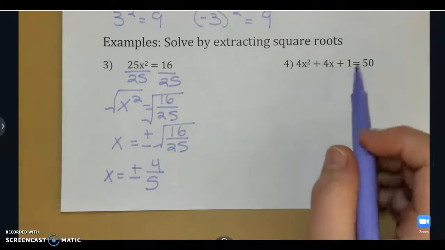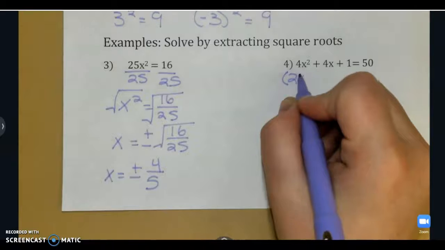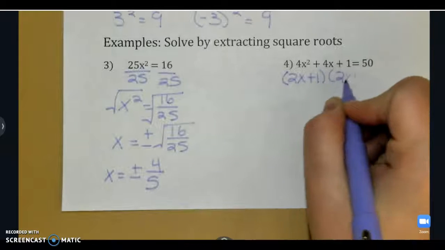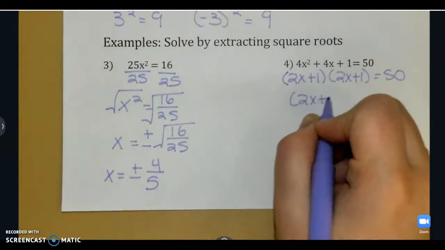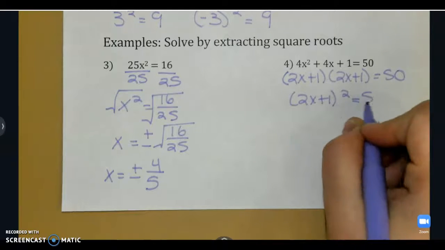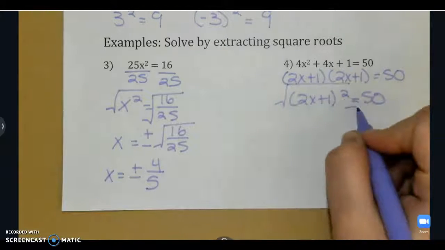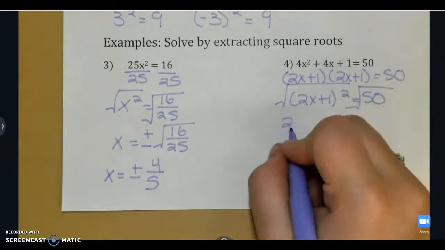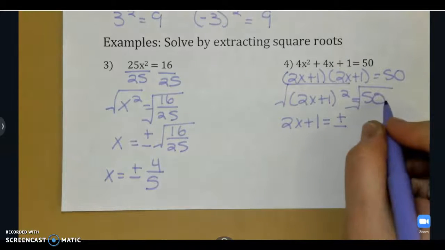On to example 4. On the left here, I have a perfect square trinomial. That's 2x plus 1 times 2x plus 1. So I can rewrite that as 2x plus 1 squared. So I have my square term already isolated, and I'm ready to take the square root of both sides. So 2x plus 1 is going to be plus or minus the square root of 50.